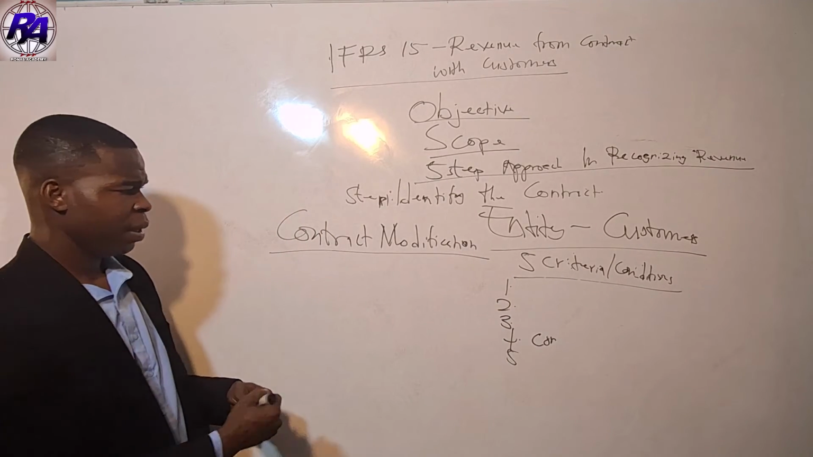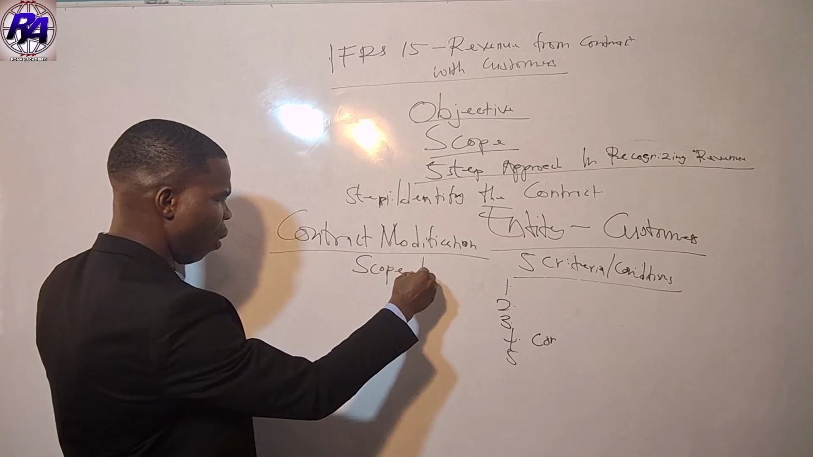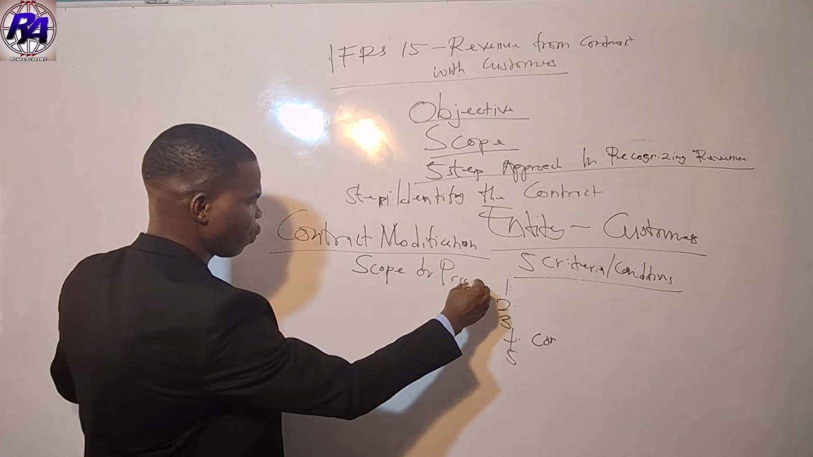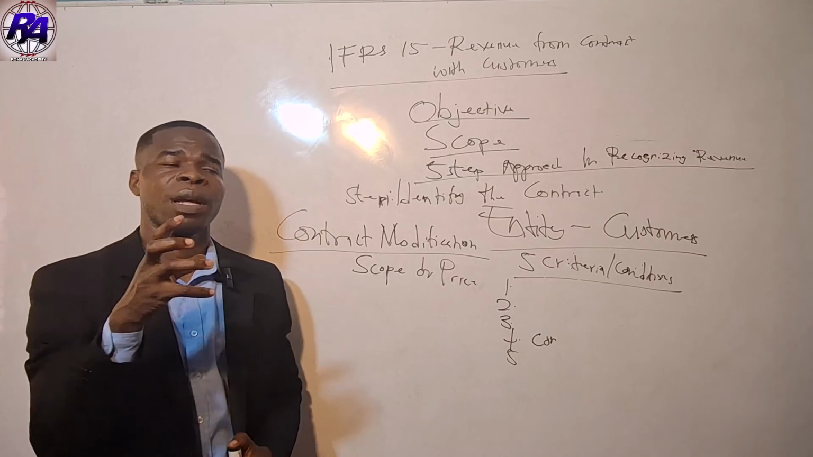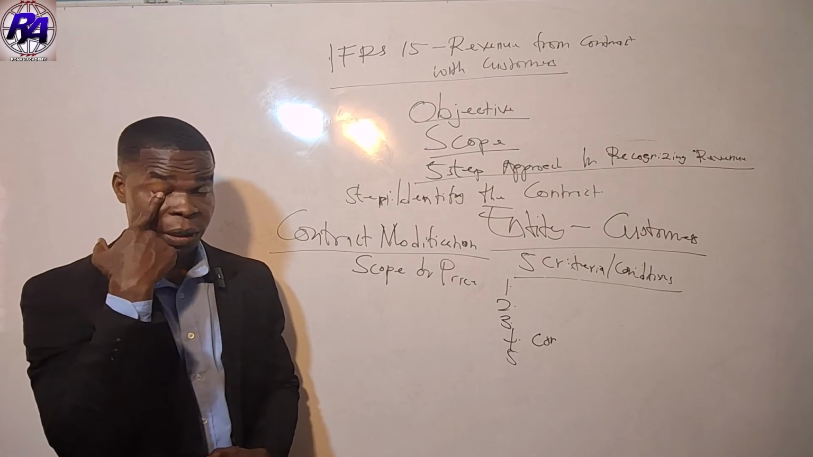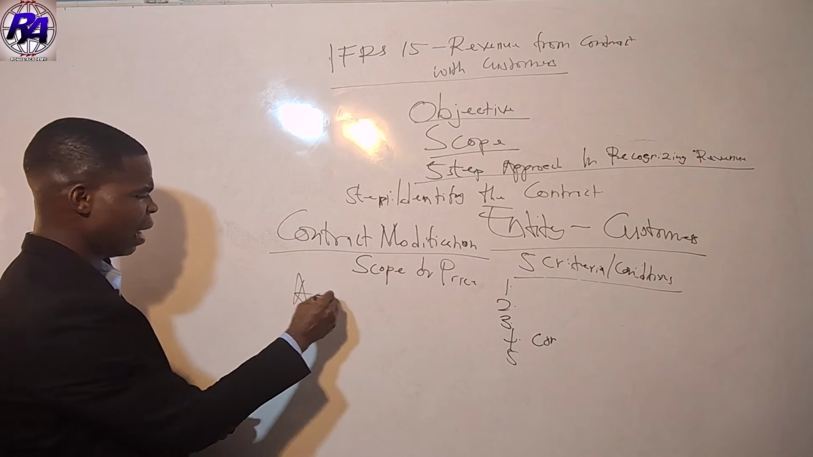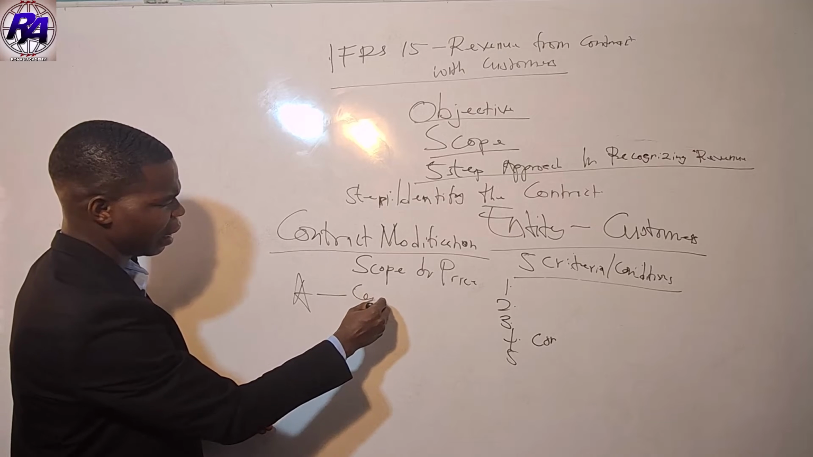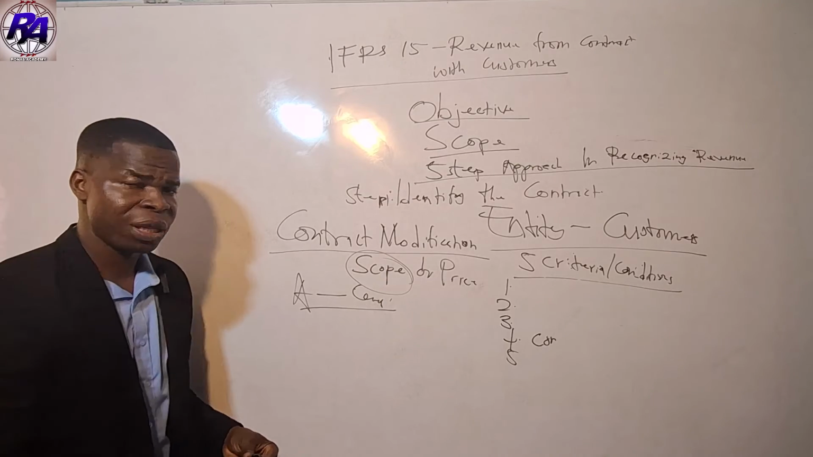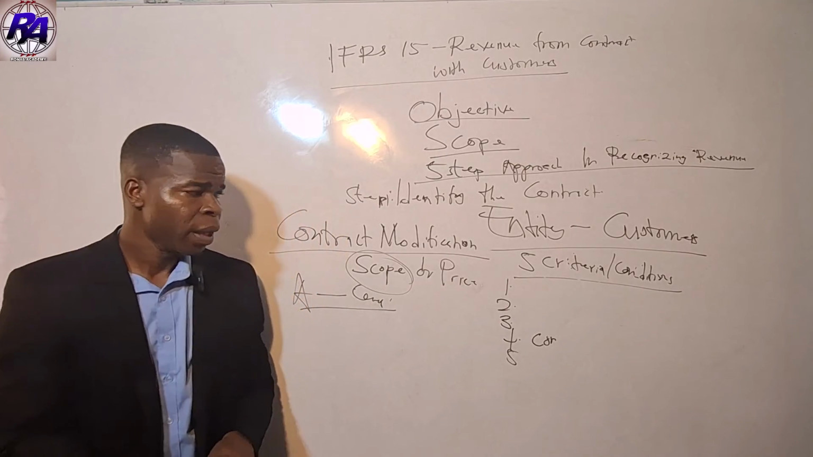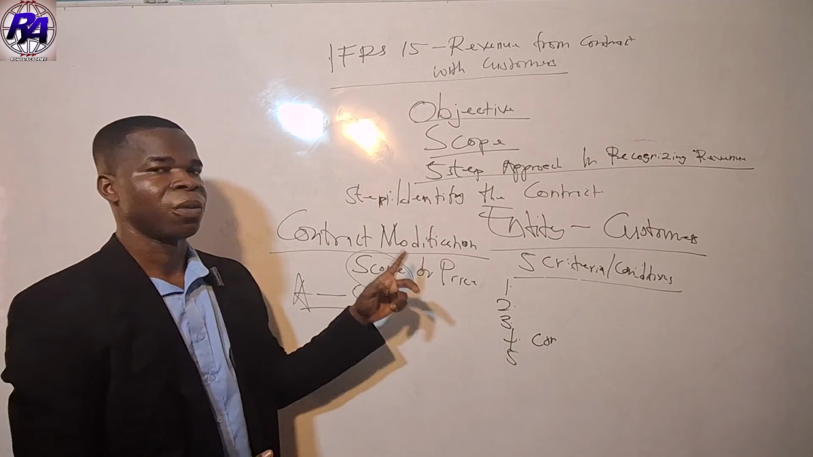Now, anytime the scope of the contract, the promised goods and services, or the price, the consideration of the contract has changed, it gives rise to what we call contract modification. We have initially entered into a contract, the entity A and the customer. Then subsequently, the scope, the promised goods and services, has changed, or the price of the contract has changed. That is what we call contract modification.